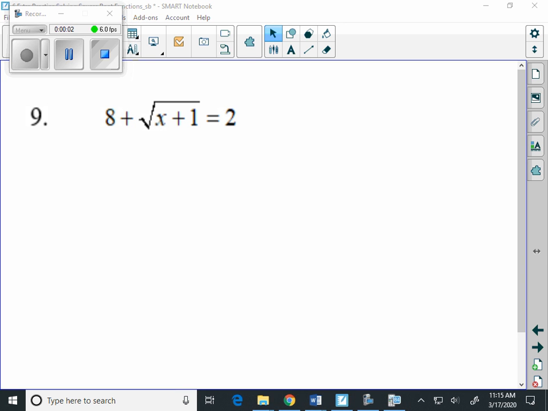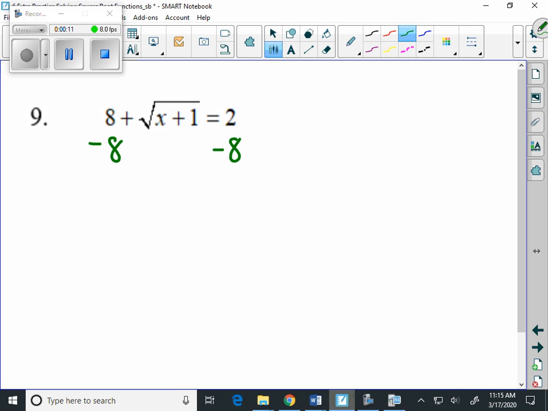8 plus the square root of x plus 1 equals 2. And we need to isolate. So when we isolate, we're going to subtract 8. What we are actually isolating is the square root. So we've got the square root of x plus 1 equals negative 6.